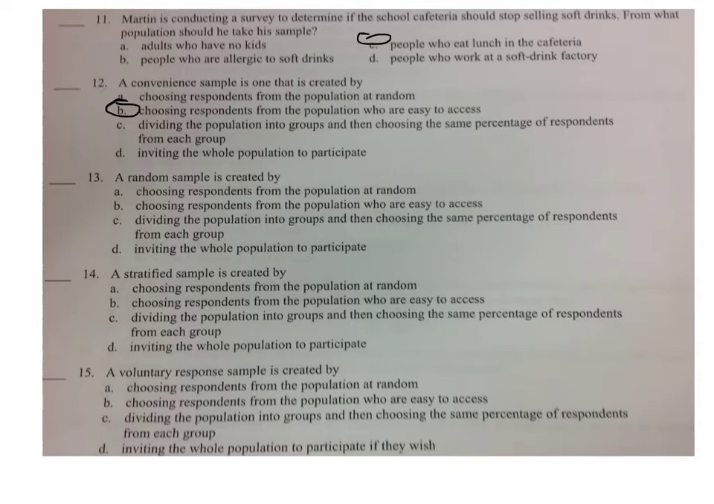A random sample. Okay, random. A random sample is created by what? A, choosing respondents from the population at random. B, choosing respondents from the population who are easy to access. C, same choices as you guys can see, dividing the population into groups and then choosing the same percentage of respondents from each group. Or D, inviting the whole population to participate. What do you guys think it is?